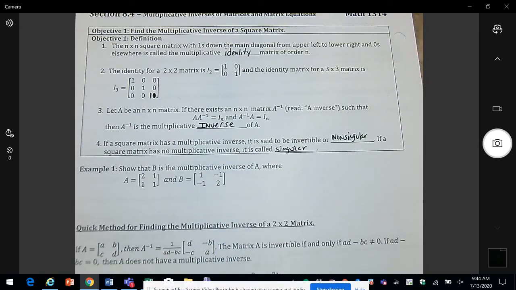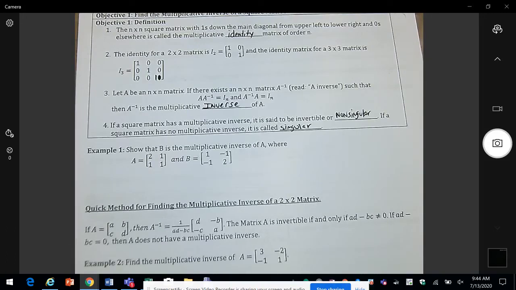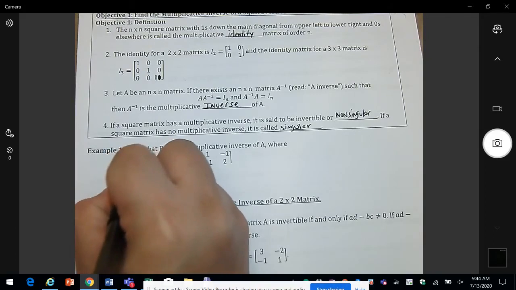If a square matrix has a multiplicative inverse, it is said to be invertible or non-singular. If a square matrix has no multiplicative inverse, it's called singular. So for example, if we want to show that B is a multiplicative inverse of A, then what we need to do is multiply A times B.